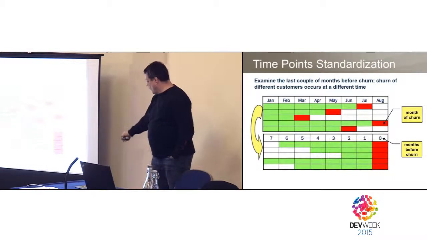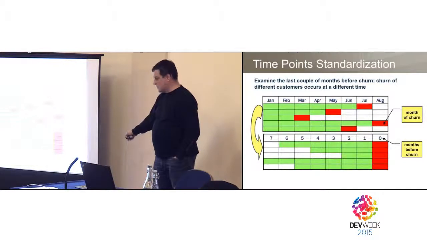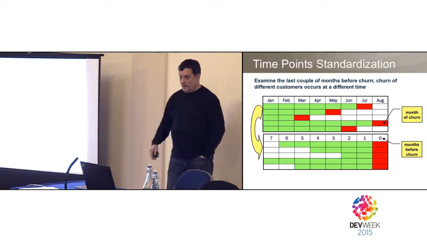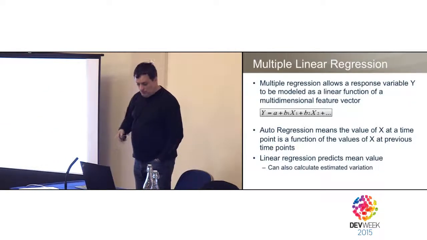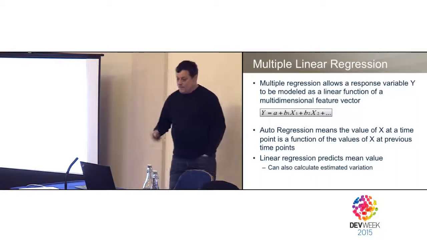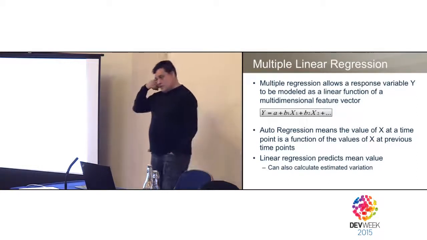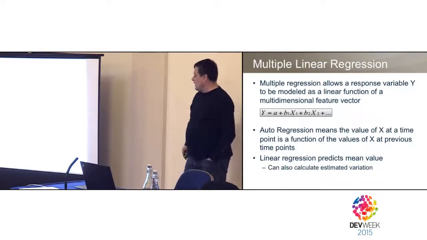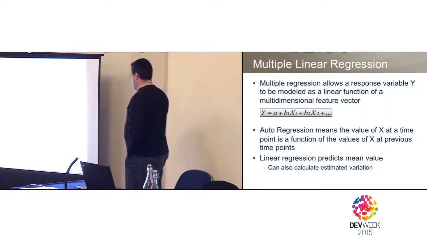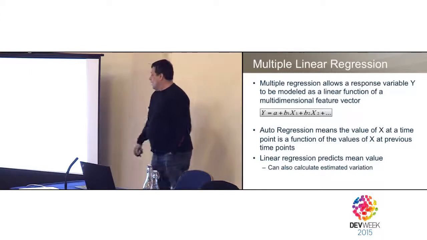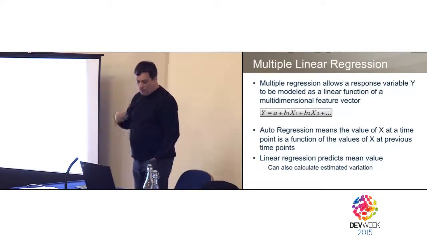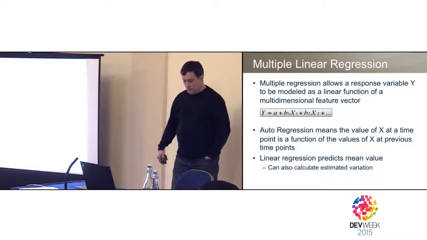You also have other rows where this is green, so churn didn't happen. So you can try to predict this last time point variable: is this still my customer or not? Remember multiple linear regression. If we are talking about continuous variables, we have just defined this. We want to express the response or target variable y as a linear function of a multidimensional input feature vector.